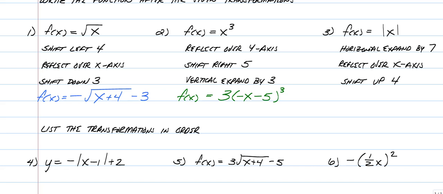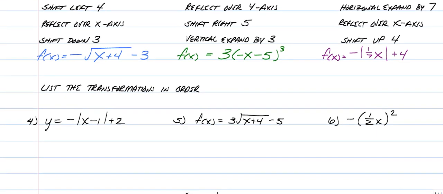Number 3. We are doing a horizontal expansion, which means that's a 1/7 x on the inside. Remember, horizontal expanding and compressing is opposite. Reflect over the x-axis, that's a negative. Shift up 4, so that's a +4 at the end. And we have our f of x equals, and we're good to go. So if you got those, you are good. If not, that should help explain where you went wrong.